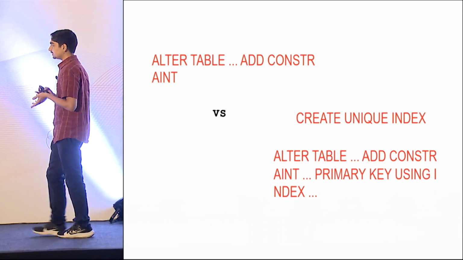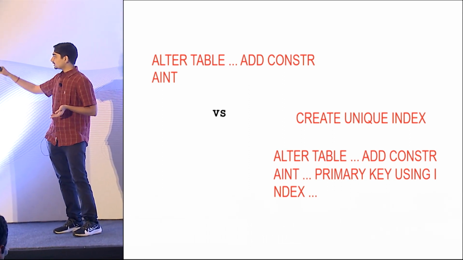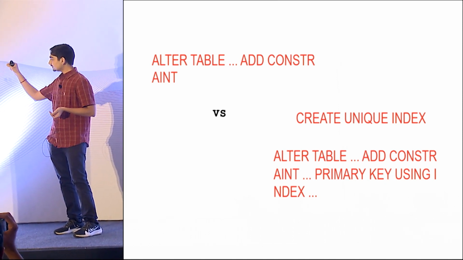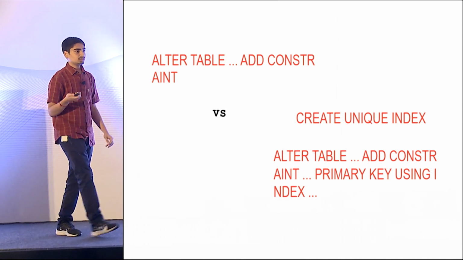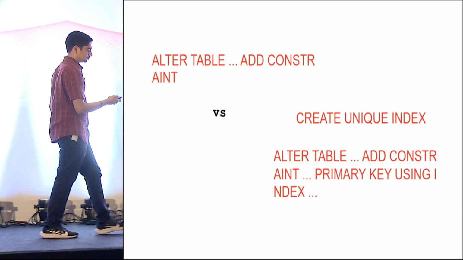So what pgcopydb does is break that command into two. It creates a unique index, and then it runs ALTER TABLE using this index to create the constraint, which means that you can achieve a higher degree of parallelism than you normally would. That's it.